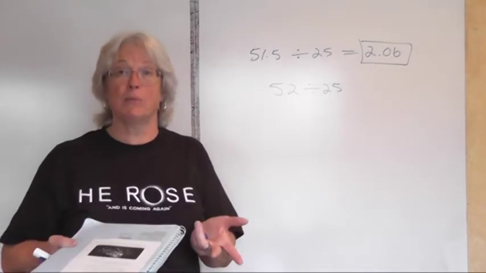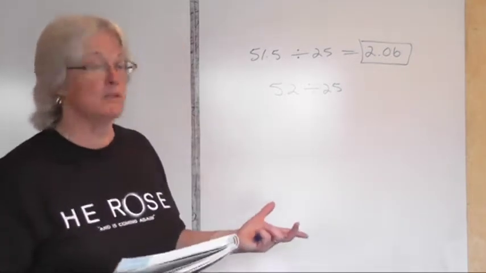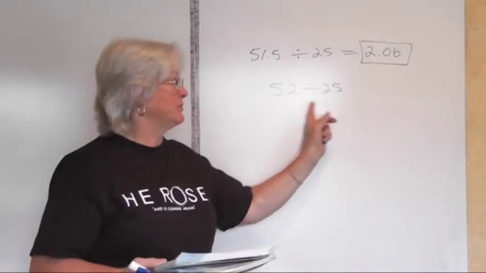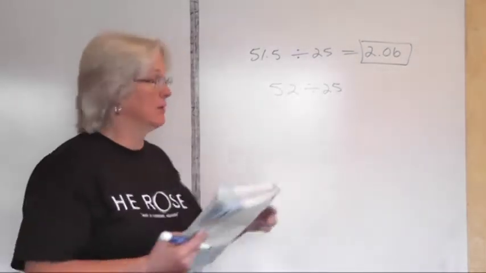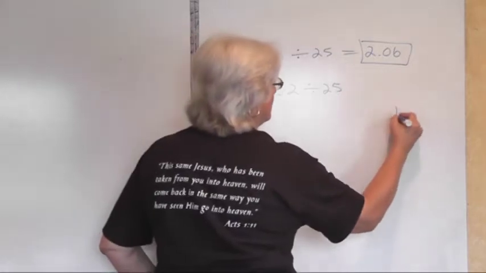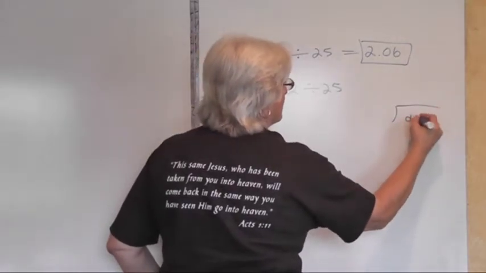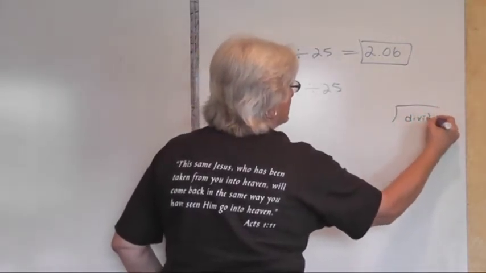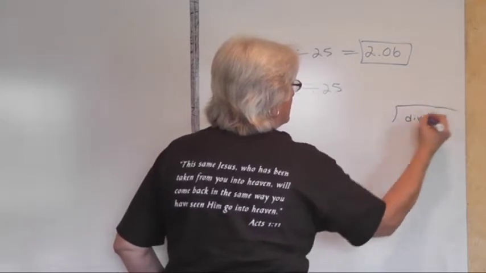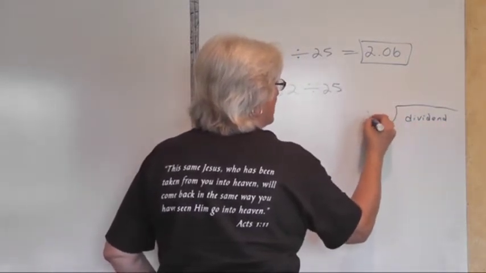Now it says, then choose a compatible number for the dividend before you divide. And this is where your vocabulary is so very important. What's the dividend? It says choose a compatible number for the dividend. What are they talking about? The dividend is the number that is being divided up into a bunch of smaller pieces.